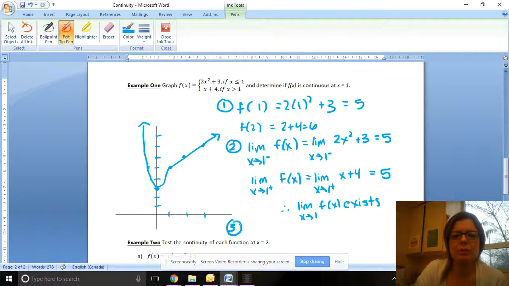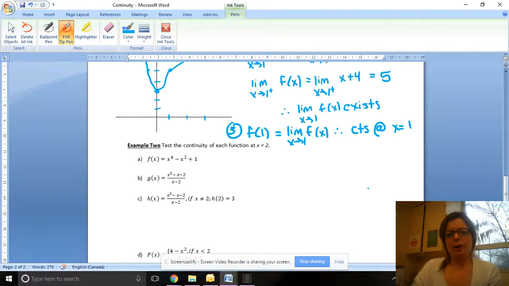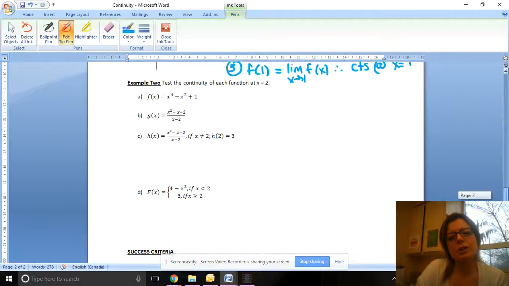And then the third burden of proof is that f at 1 actually equals the limit as x approaches 1 of f at x. Therefore, yes, it is continuous. Sorry if this is behind my head. Continuous at x equals 1 is what we can say. There it is. All right, so that one includes a visual. Now we're just going to do a bunch that don't include the visual.